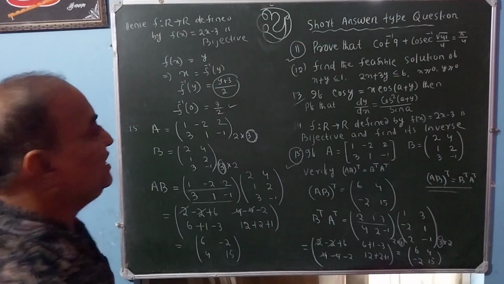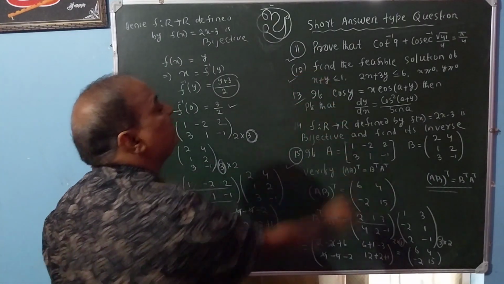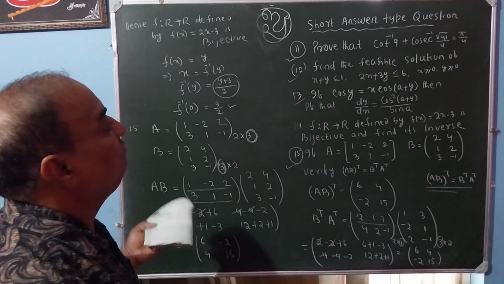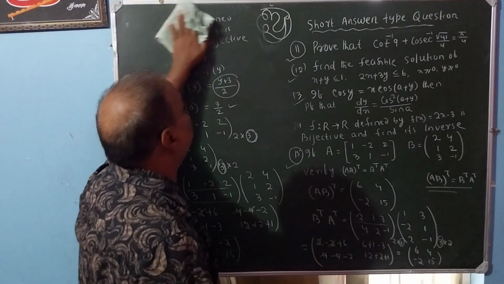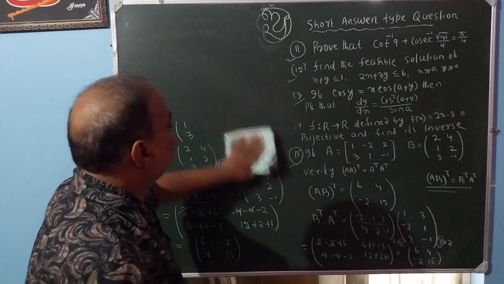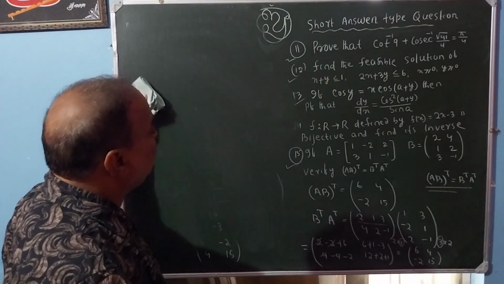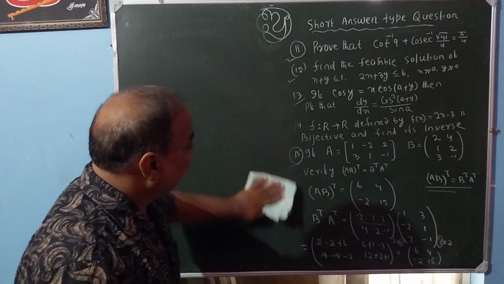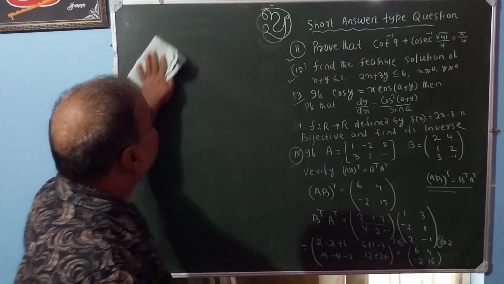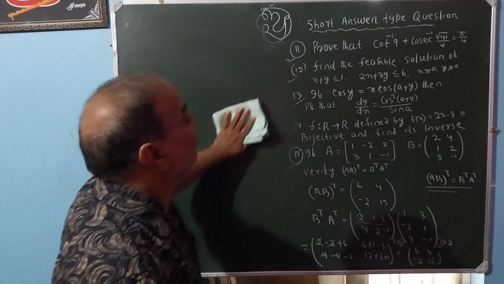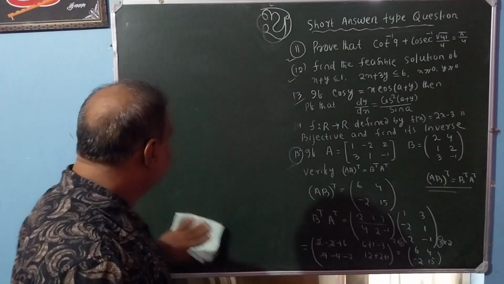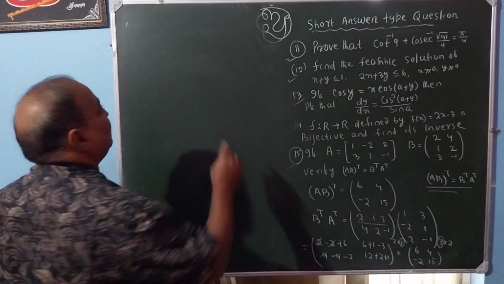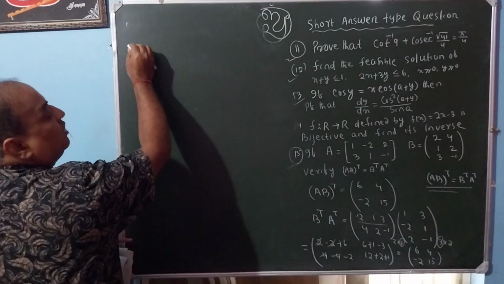Now, let us discuss one important question from linear programming problems. Find the feasible solution of x plus y less than or equal to 1, 2x plus 3y less than or equal to 6, and x greater than or equal to 0, y greater than or equal to 0. So how can you do it? Write down question number 12.